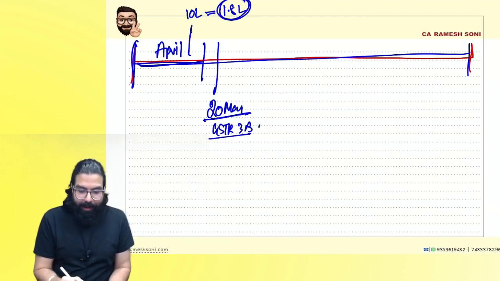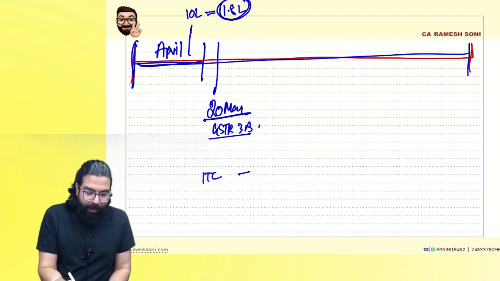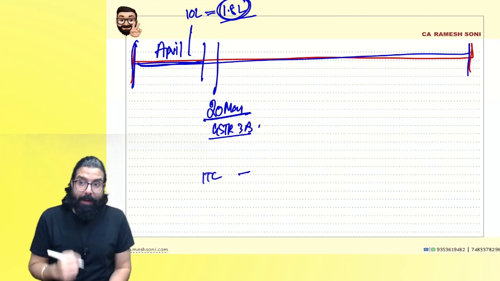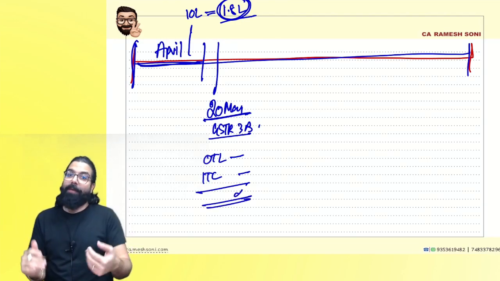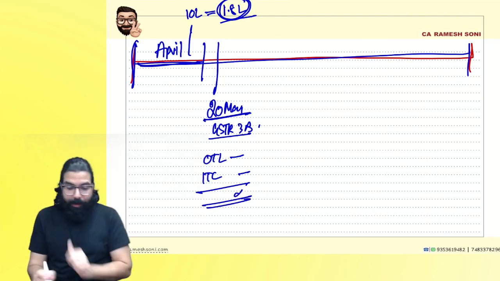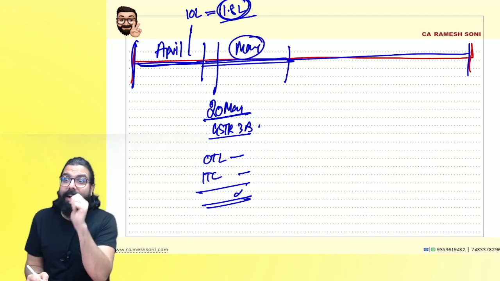You know what? In GSTR 3B, when I was filing, I did not have any input tax credit. What will be my output tax liability? It means I have to pay in cash. So what I did over here, I showed my output tax liability nil and I paid GST nil and I filed my return. What will I do now? May month I know I will make a big purchase and I will get some credit.